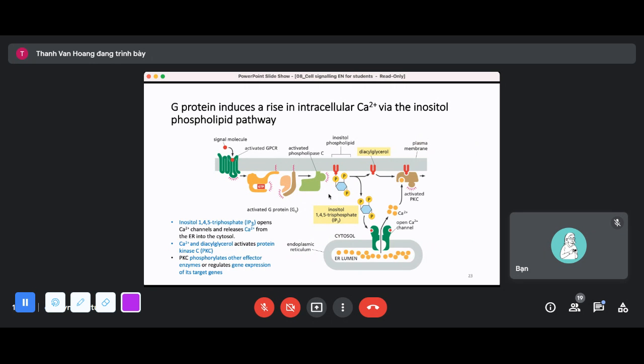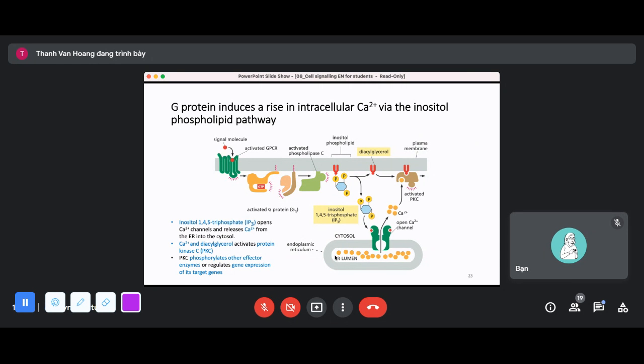So what do IP3 and diacylglycerol do? IP3 interacts with the calcium channel in the ER membrane. The ER membrane, do you know that it stores a high concentration of calcium ions? Do you know that? Yes.